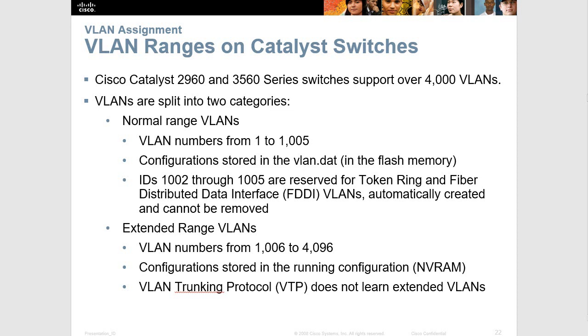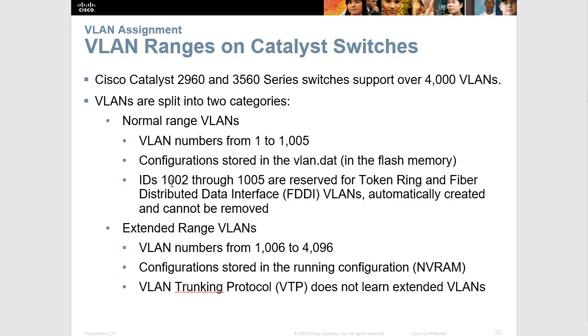Okay. So your VLAN.dat file is in flash memory, and if you want to totally reset your switch, you'd have to get rid of that VLAN.dat as well as the startup config. Then you'd be back to square one. But our normal range is from 1 to 1005. Our extended range is from 1006 to 4096.